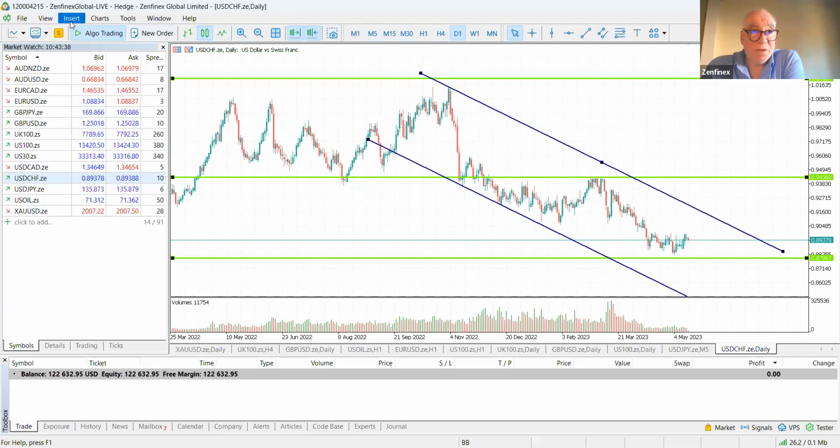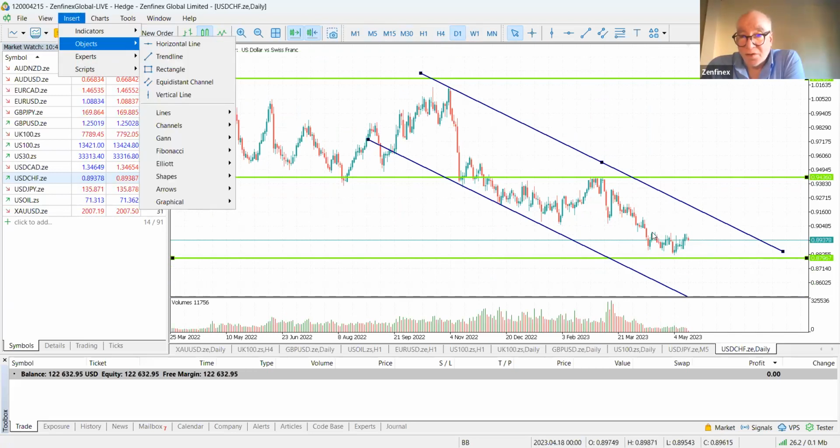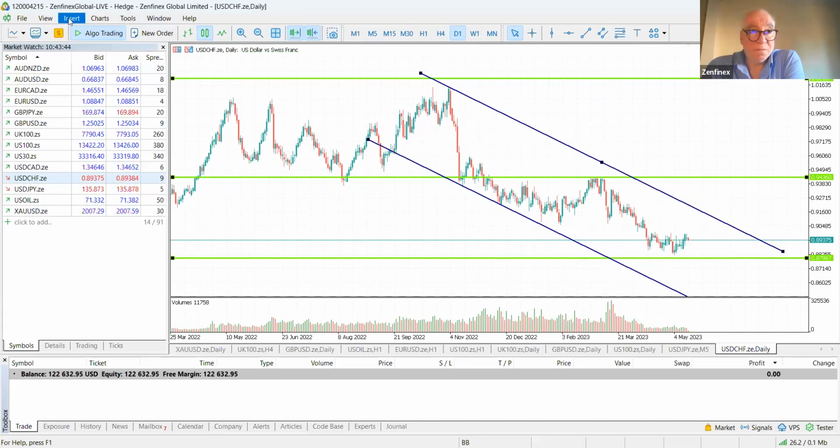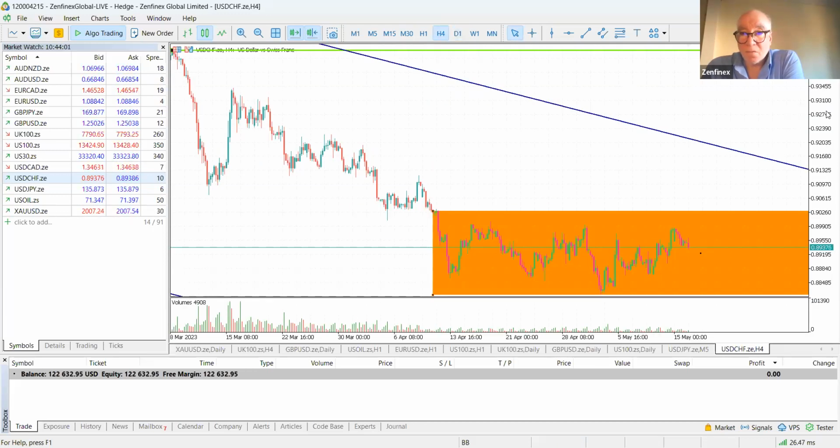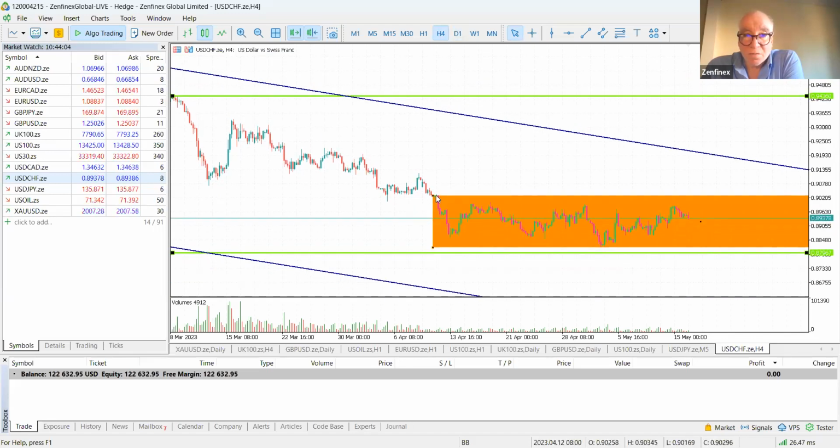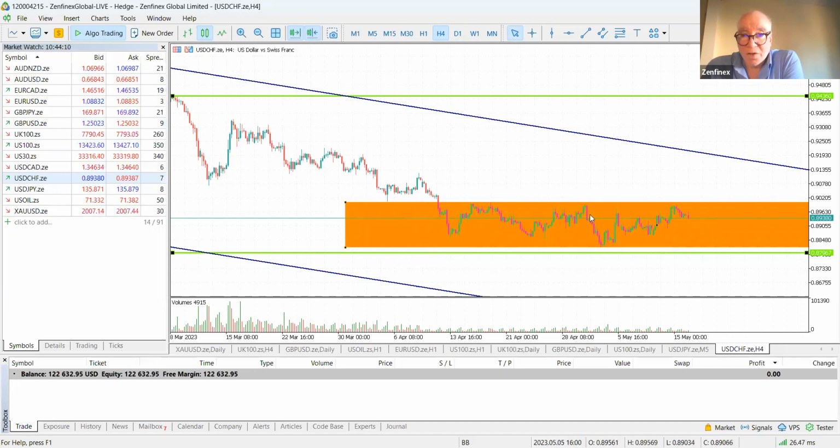From a daily perspective, we can draw our consolidation area here. And don't worry, I will drill down to the shorter time frames. So if I now go to 4-hourly, I might just make that range a little bit smaller here. So we're consolidating from a 4-hourly perspective since the 13th of April, and it hasn't been able to break out of this.